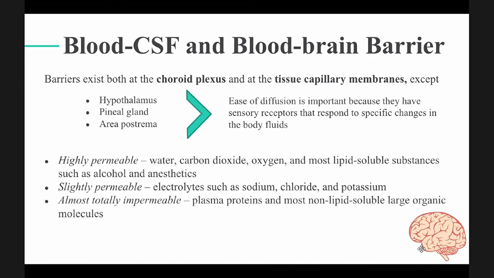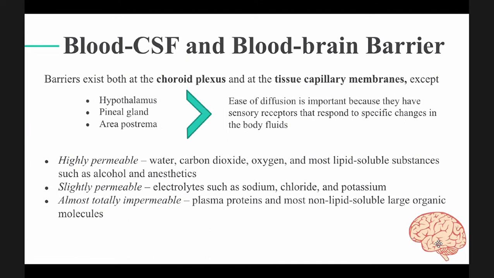Okay. There are highly permeable, slightly permeable, and almost totally impermeable substances. You need to memorize them because they will also come out in the exam. So when we talk about highly permeable, this includes water, carbon dioxide, oxygen, and most lipid-soluble substances such as alcohol and anesthetics. That's why when you drink, you can quickly have disturbances in neuronal function, because alcohol is highly permeable. The same with anesthetics, that's why the patient falls asleep right away.